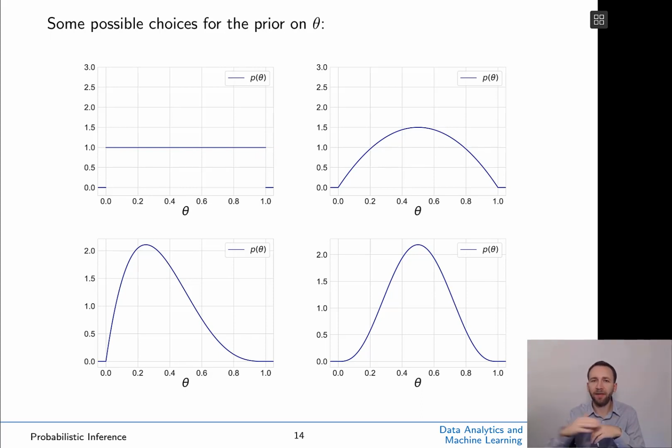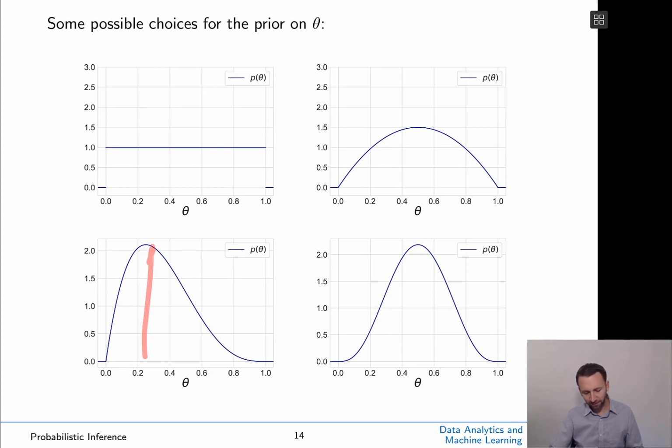I say it's flat. Any choice for theta is likely. Or we could say, which is potentially more realistic, I believe a priori coins are fair, right? Whatever coins we have, I expect they are mostly fair. In some cases they might be biased to one side or to the other, but in many cases they are fair. You could also think about other settings, right? If you know that specific coins in specific countries are more biased, then you could also do this.